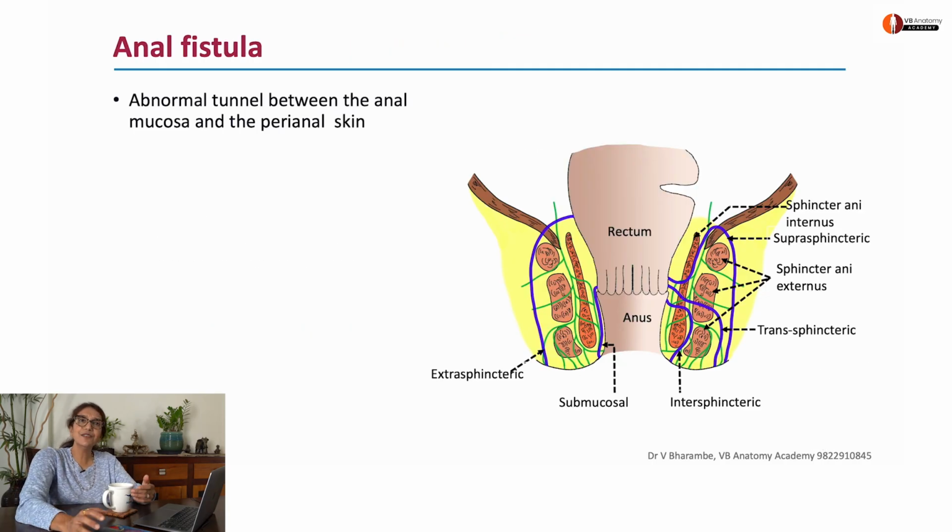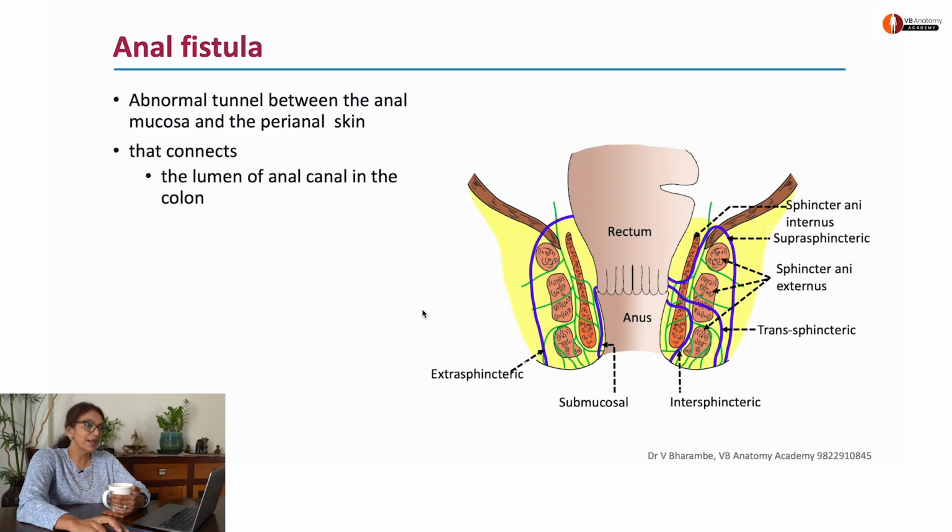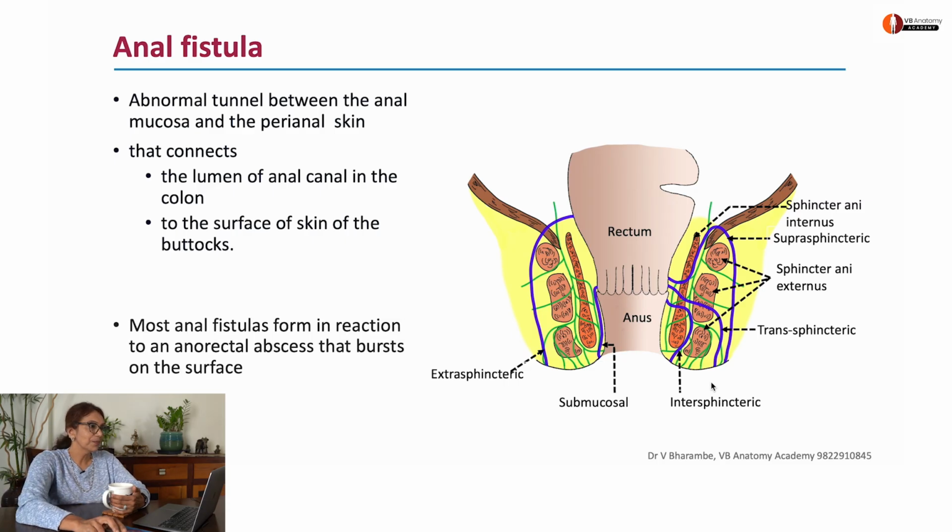So what is an anal fistula? An anal fistula is an abnormal tunnel that forms such that it connects the lumen of the anal canal to the surface of the skin of the buttock. You can see it here, connecting the lumen to the surface of the skin. It's a tract. Most anal fistulas are in reaction to anorectal abscesses bursting on the surface.